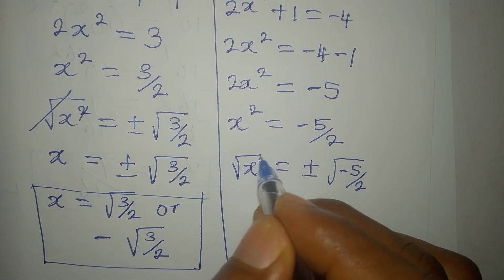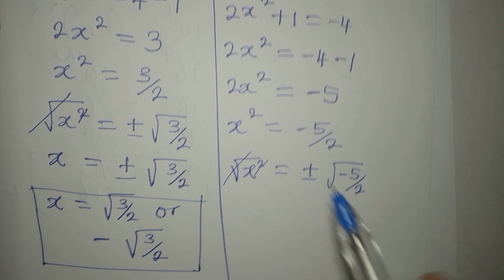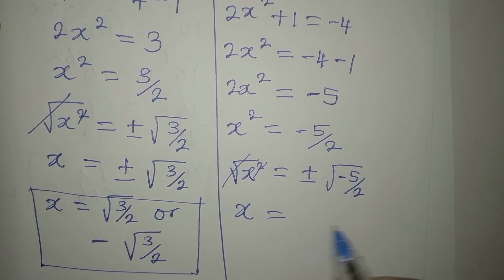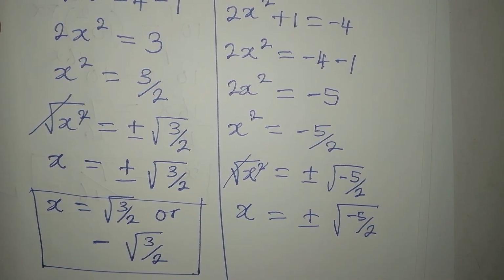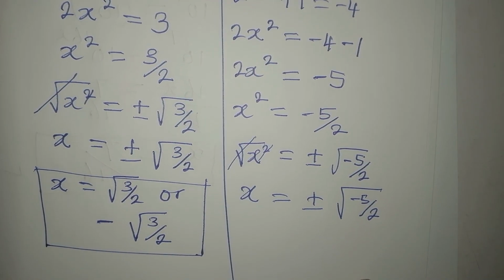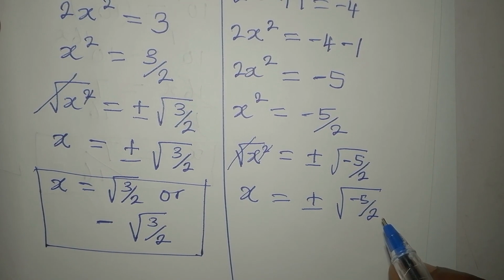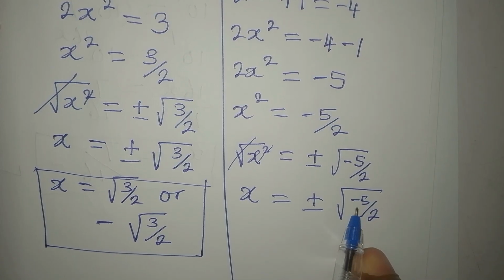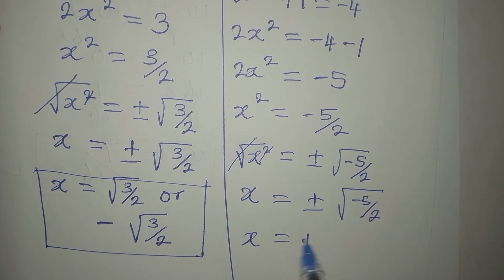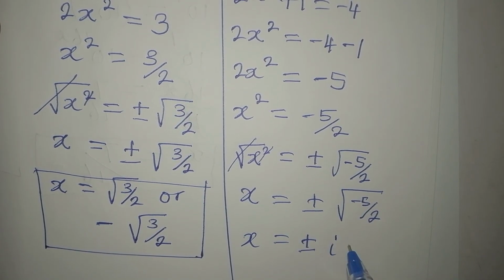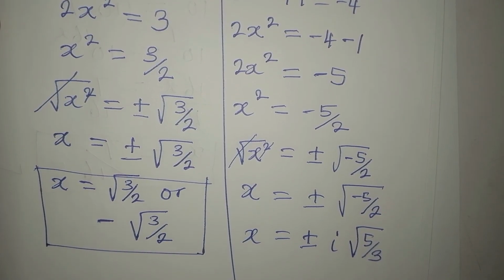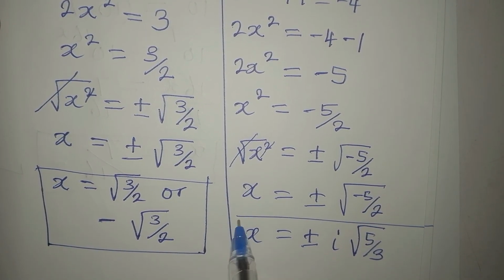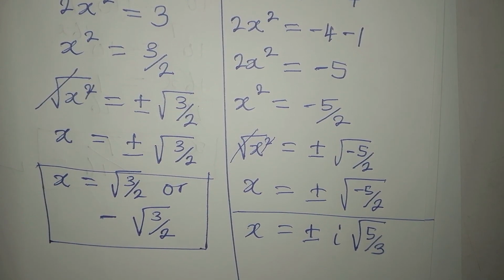Now, okay, there's a square here. So this square will go with this, so that x will be equal to plus or minus the square root of -5/2. We were looking for the real solution, so this is not a real solution because we are looking for the square root of a negative number. So this right here will give us plus or minus i square root of 5 over 2. And this i here means that this solution is an imaginary solution, right?